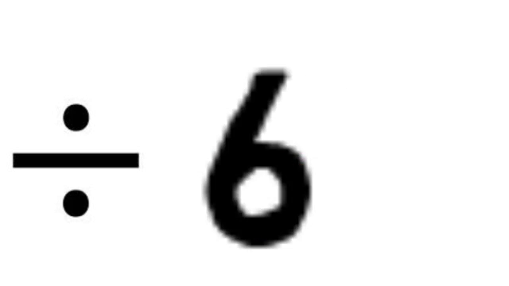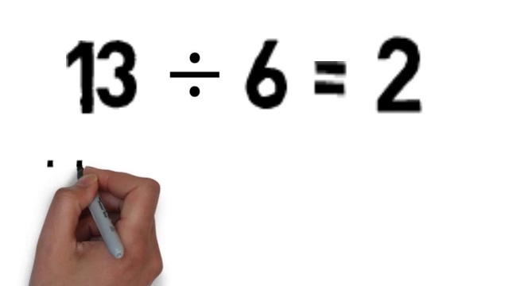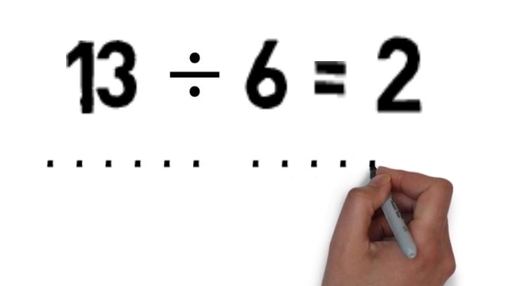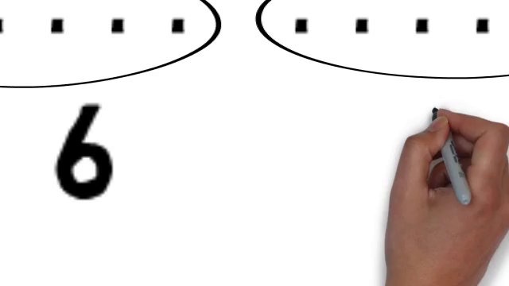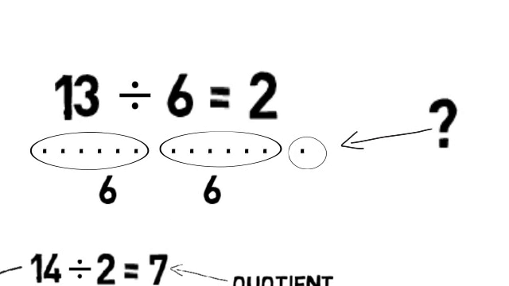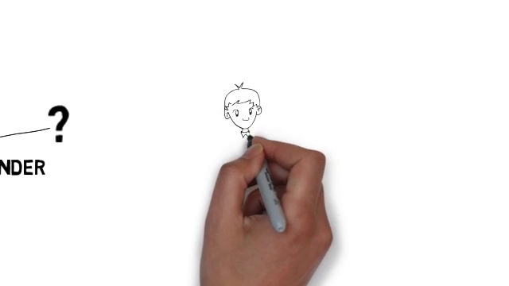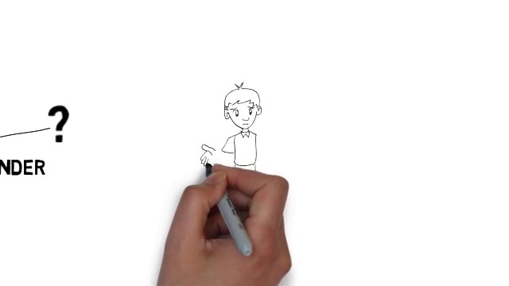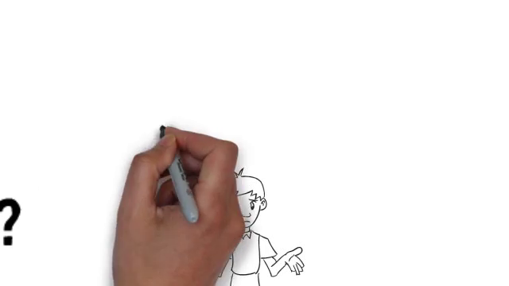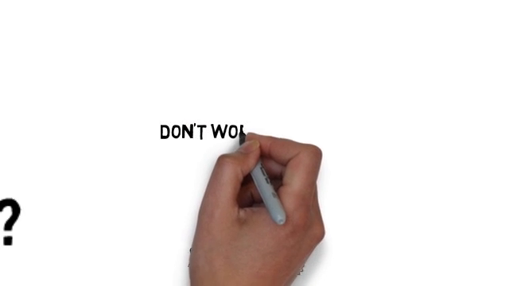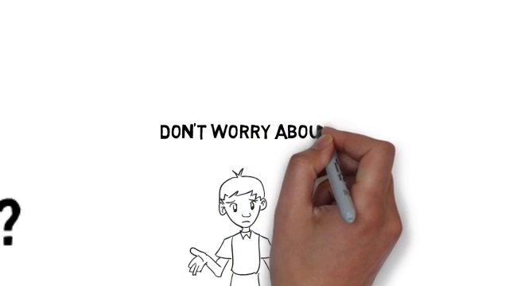Let's try one more. 13 divided by 6. In this problem, we were able to make two groups, but something is different. We have one left over. This is known as the remainder. In this problem, we have some material left over. In our next lesson, we will talk about what to do when this happens. Don't worry about it right now. I will show you what to do in the next lesson.